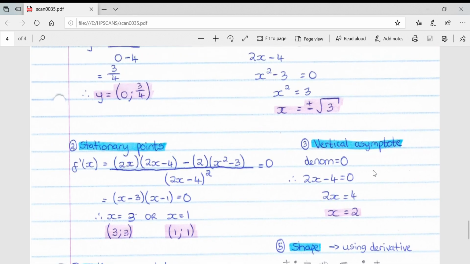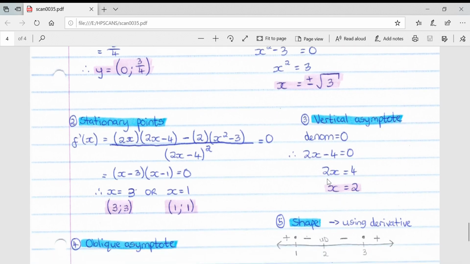Then if we look at our vertical asymptote, it is where our denominator is equal to 0, so we take our denominator of 2x minus 4 and make it equal to 0. Solving that, we get a vertical asymptote at x equals 2.